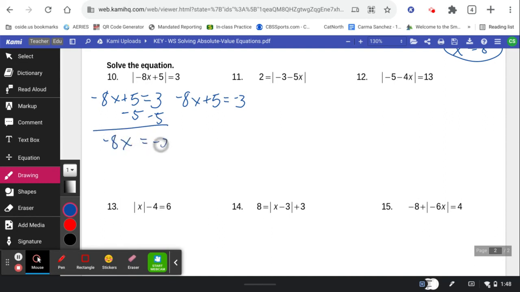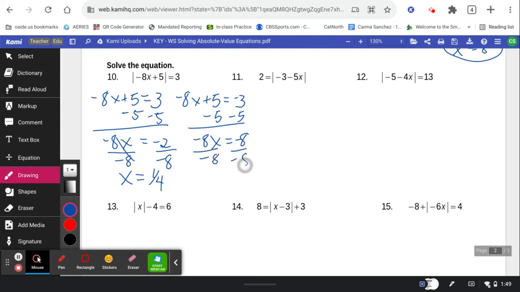Negative 8x equals negative 2. So just to show you that there can be fraction answers, you can leave it as a fraction of 1/4 or a decimal of 0.25. So I get 1 and 1/4 as my two answers.